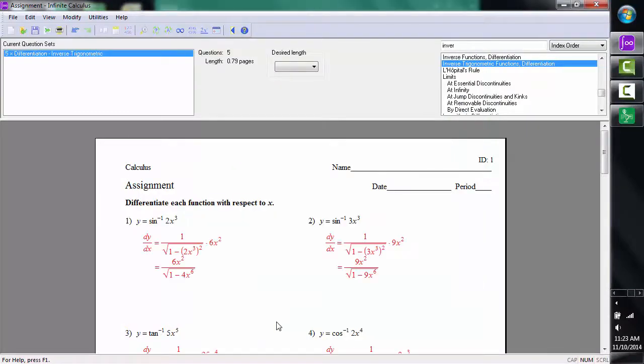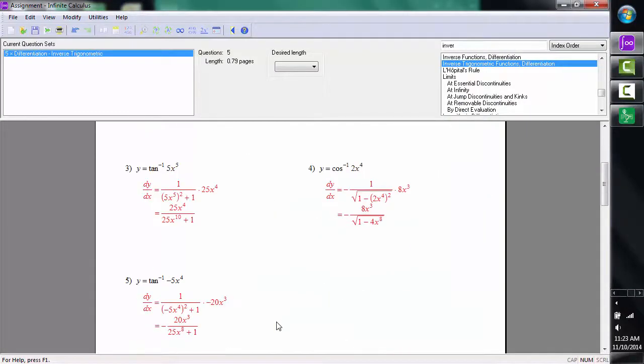Let's see what the handy dandy answer says. Negative 8x cubed over the square root of 1 minus 4x to the 8th. Perfect. Last one. We're going to do a tangent one.